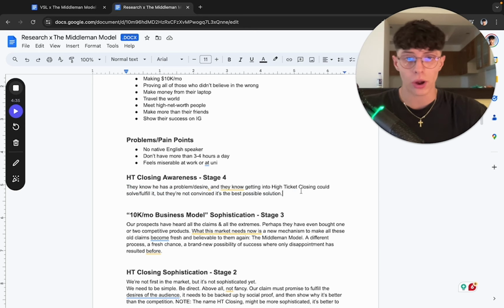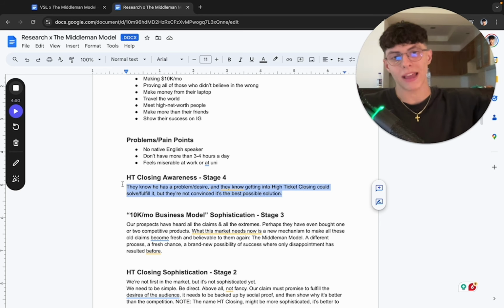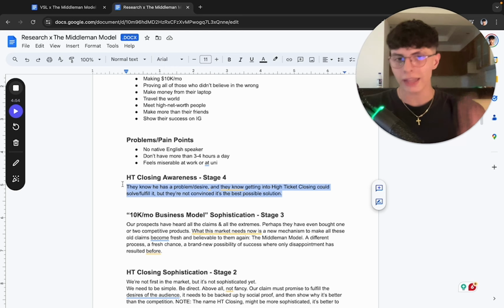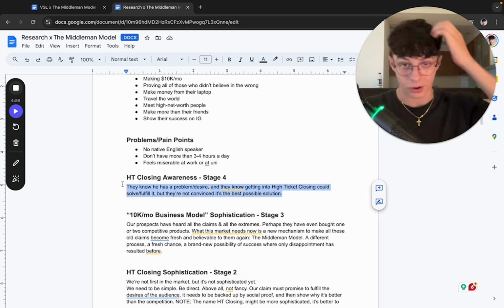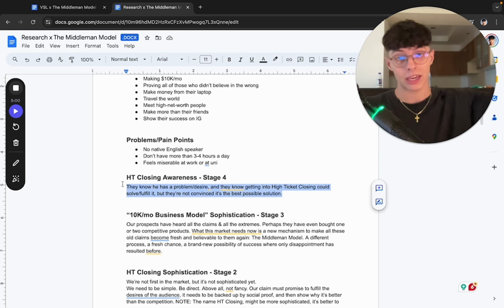And usually when we are at this point, we really need to convince them to buy through social proof, extra benefits, and all the kind of guarantees and all stuff that can push them off the fence and get them to actually realize our product, our program, high ticket closing overall is the best possible solution for their problem and for their desire. And that's what we're going to do in the VSL.